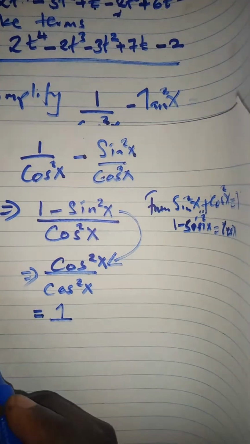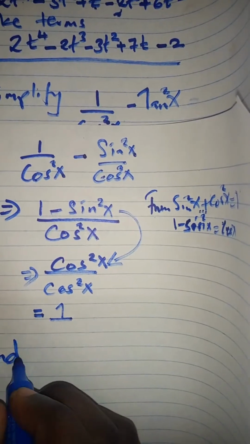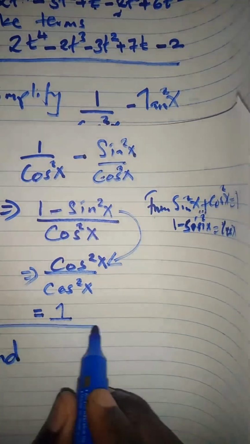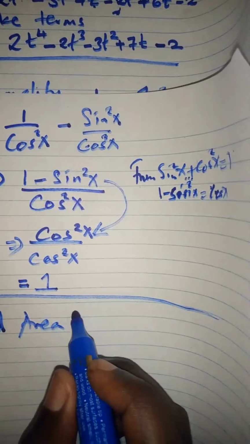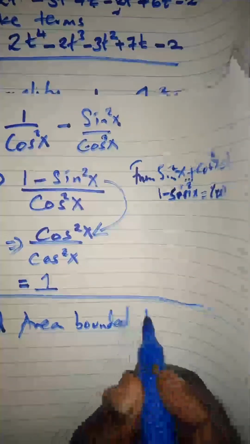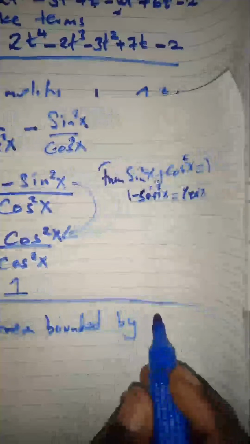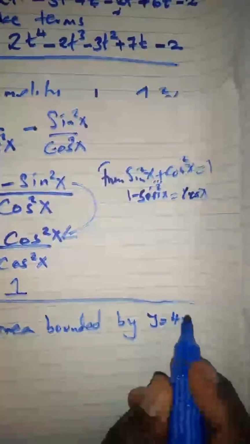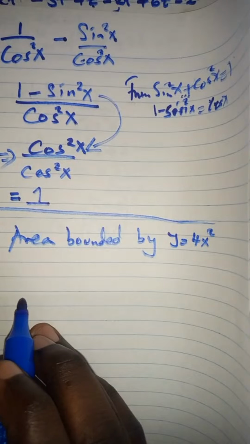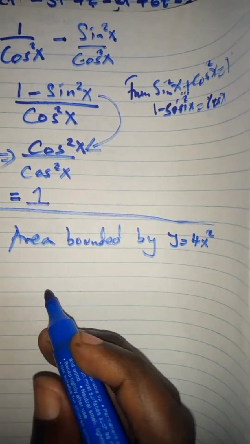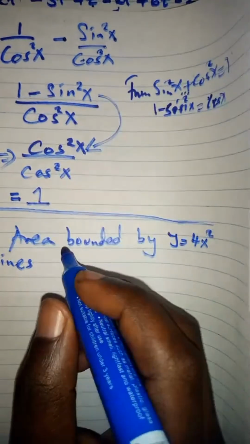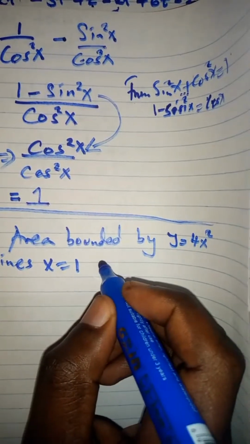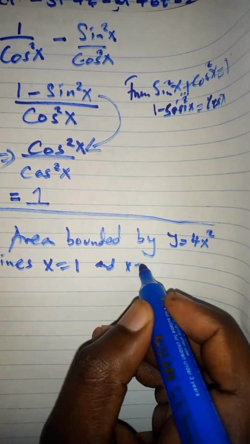So the next one, I have been told another problem is find the area bounded by y equals 4x squared, and the lines x equals 1 and x equals 4.